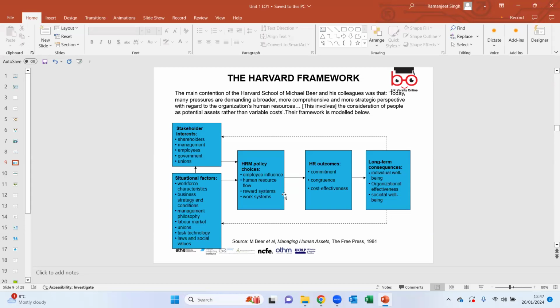Sorry, the policy was formulated. It's okay. That is the approach that the Harvard framework is trying to explain here. That's why it says employees' influence is looked after, how it's going to flow is looked after, and how the reward and work systems are going to work after that. For example, if there's a new policy that says you're going to get a 10% increase every year, how does that reward system work?